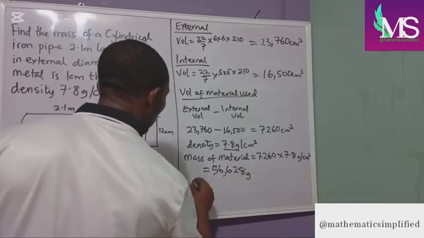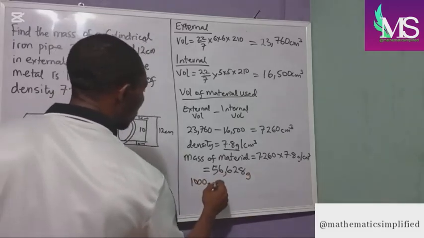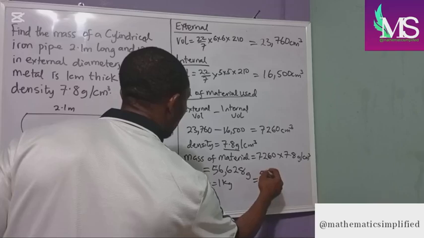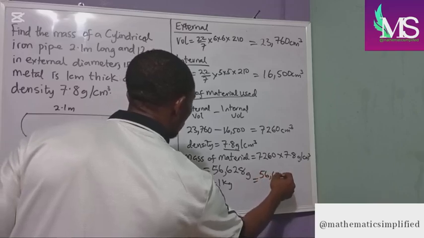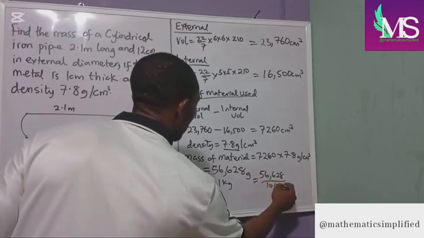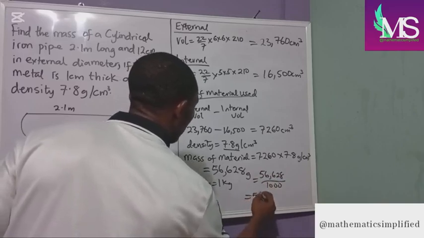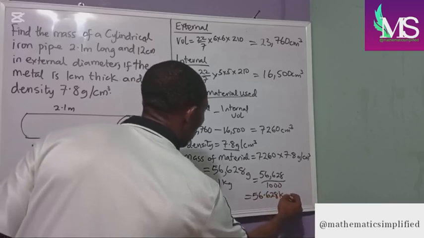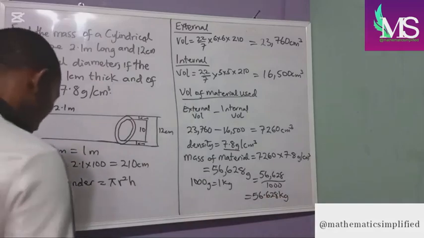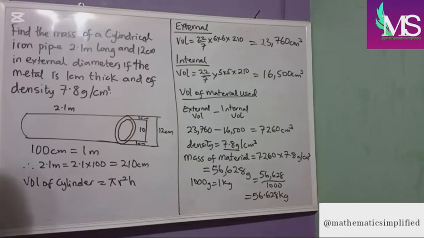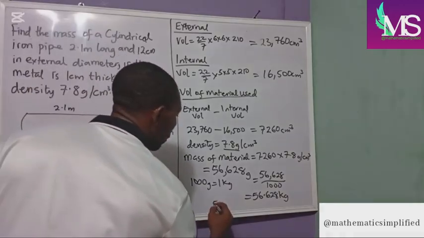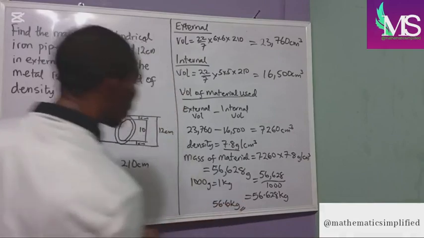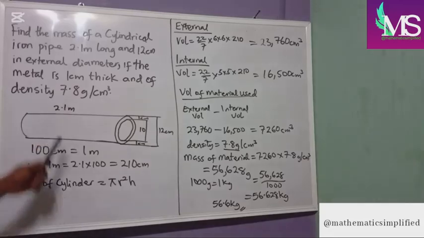Okay, now since it's in grams, we are converting it to kg. Converting to kg, we know that 1,000 grams equals 1 kg. So this will become 56,628 divided by 1,000, which will give us 56.628 kilogram. Now to three significant figures will become 56.6 kg. So the mass of material used in making the pipe is 56.6 kg.